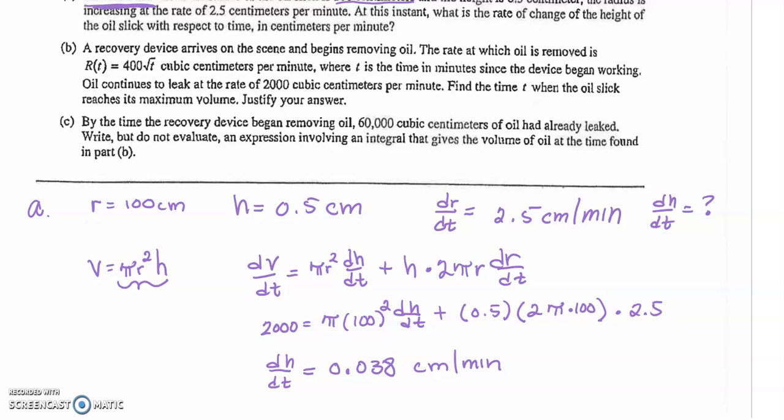This is a problem that's worth a lot of points. It is worth 4 points, so I'd like to break that down with you. Some of these are just give-me points, and this is why it's important to write down what you know. You get 1 point for just identifying that you knew what dV/dt was.